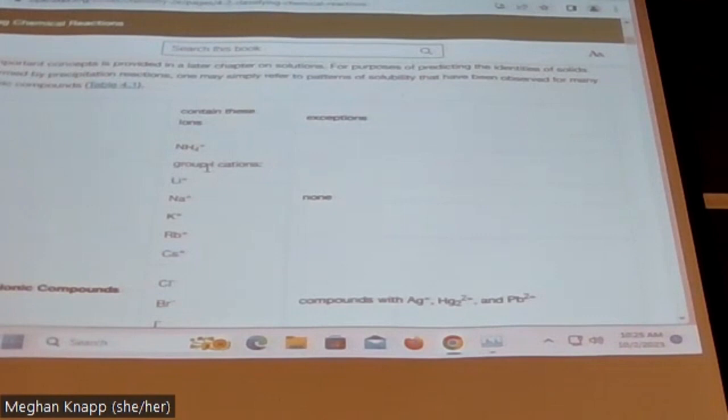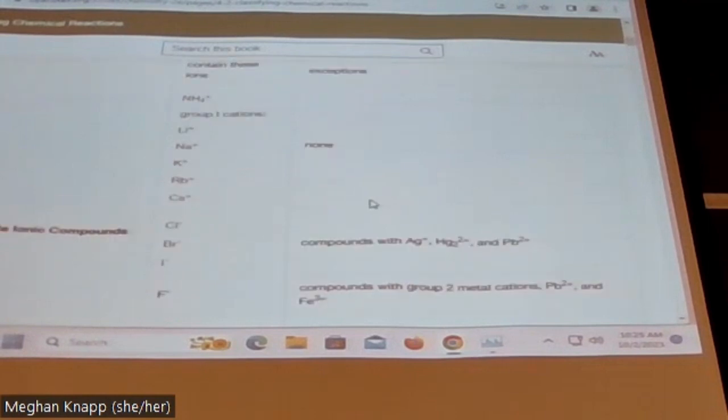Oxidation reaction. Okay, so it tells us soluble ionic compounds. Soluble compounds will contain these ions with no exception. So that means it's always soluble. And then it says these ions with just a couple of exceptions. So these are our usually soluble ones.